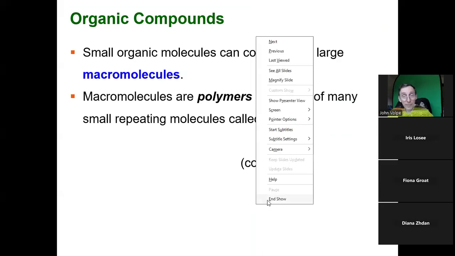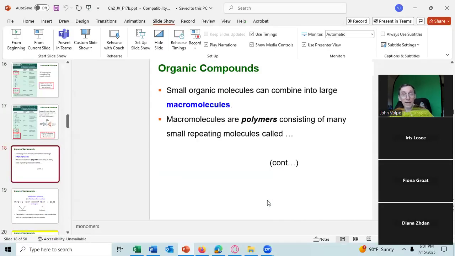All right, so let's talk about an organic compound. Small organic molecules can combine into larger macromolecules. The small organic molecule, we call that a monomer. And the macromolecule, made up of many monomers, we call polymers.